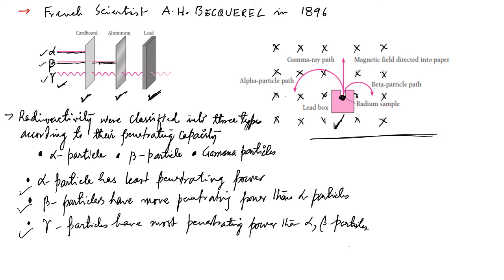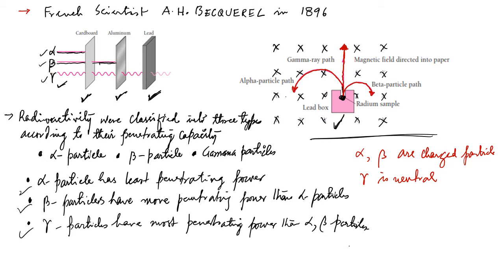Then it has been found that when the alpha particle comes out of the system, it is deflected to the left side, the beta particle is deflected to the right side, and the gamma goes undeflected. So on this basis, it has been assigned that the alpha particle and beta particle are charged particles, because they are being deflected, and the gamma is neutral because it is not deflected in a magnetic field.